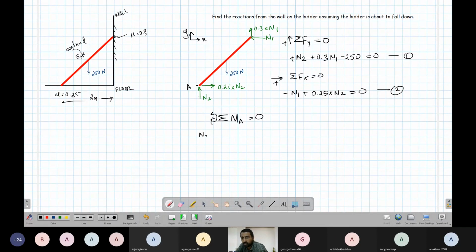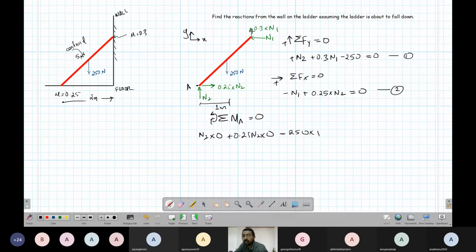N2 times 0 plus 0.25 times N2 times 0, so these two are zero. Then I have this 250 N force. The distance I have already calculated as 1 meter. That is trying to rotate in the clockwise direction, so that is minus 250 times 1 meter.